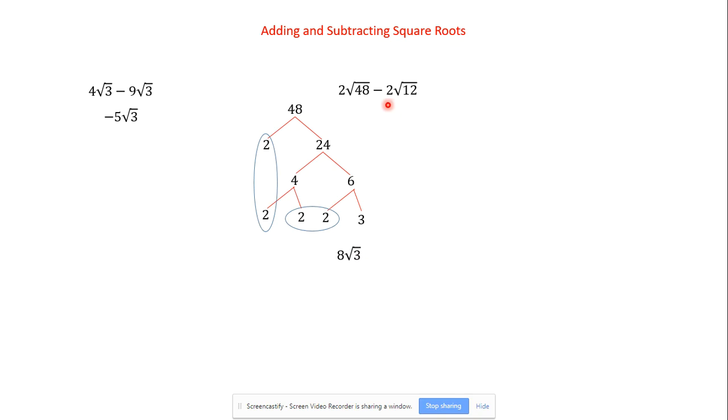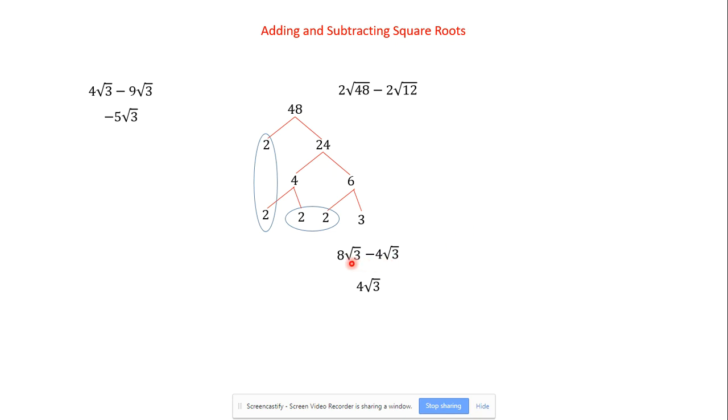Then minus 2 times square root of 12. We just did the square root of 12. It was 2 root 3, right? Because 12 is 4 times 3. Square root of 4 is 2, so we get 2 root 3. Times this other 2 is going to be 4 root 3. So you have 8 root 3's minus 4 root 3's. Hey, look, the roots are the same now. We can subtract them to get 8 minus 4 is 4 root 3.